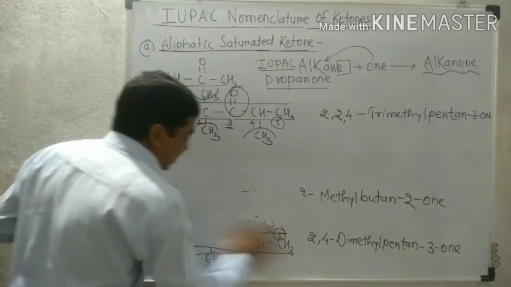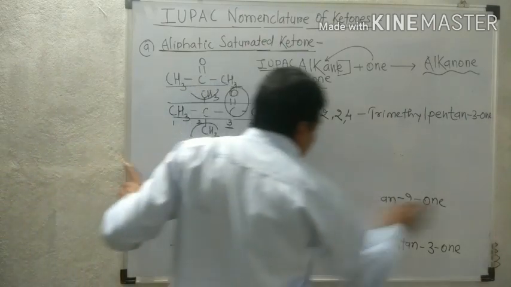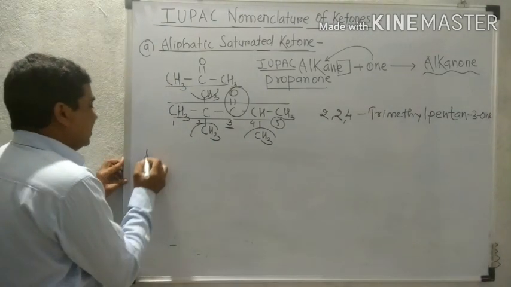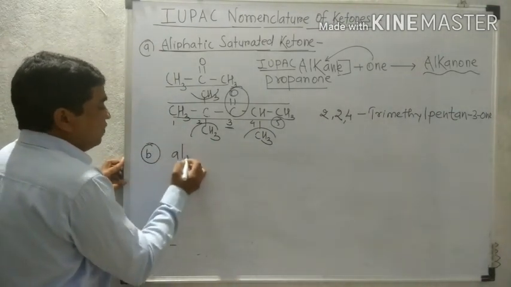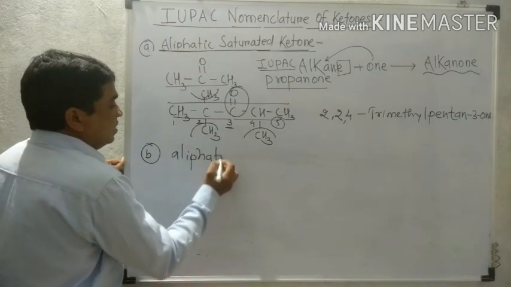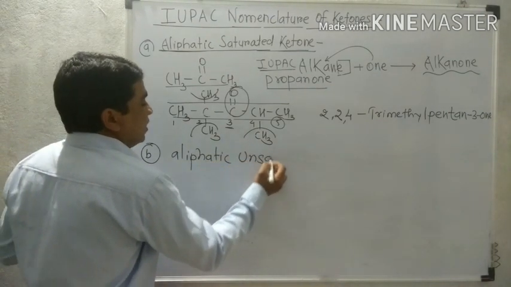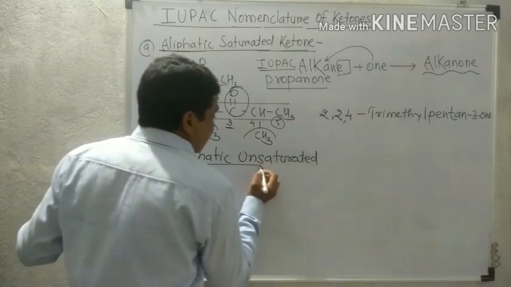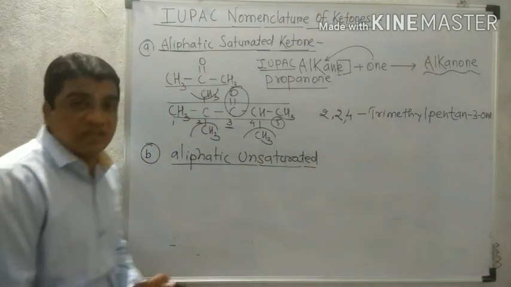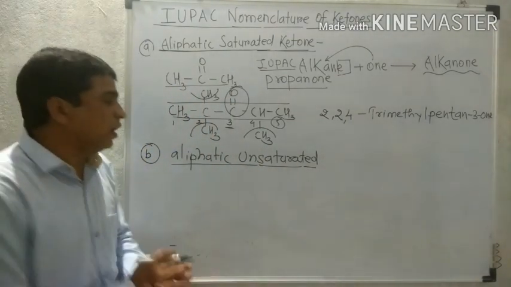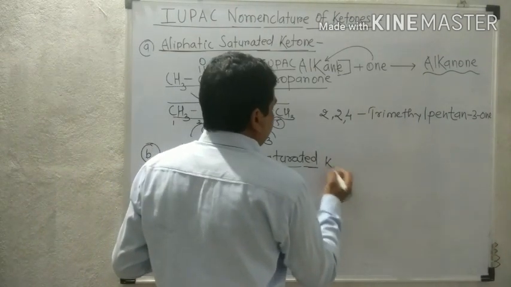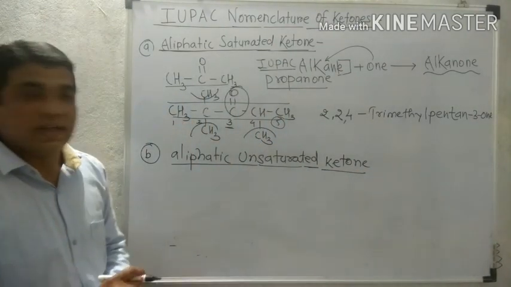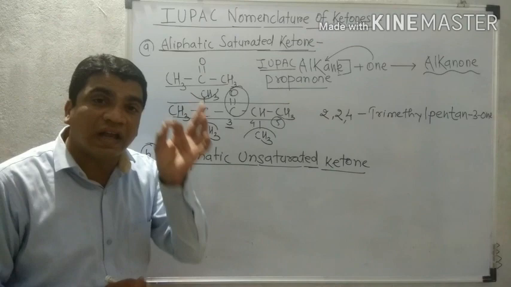This is about the aliphatic saturated ketone that contains only single bonds. Then after, the second category is aliphatic unsaturated ketone. It means the ketone contains an aliphatic carbon chain, but it includes unsaturation like a double bond or somewhere a triple bond. For naming an unsaturated ketone, the only change is that these are derivatives of the corresponding alkene.